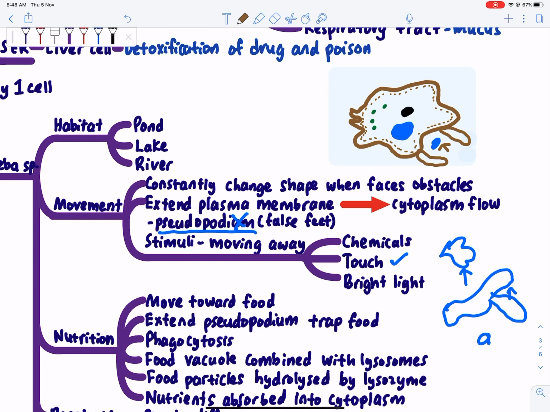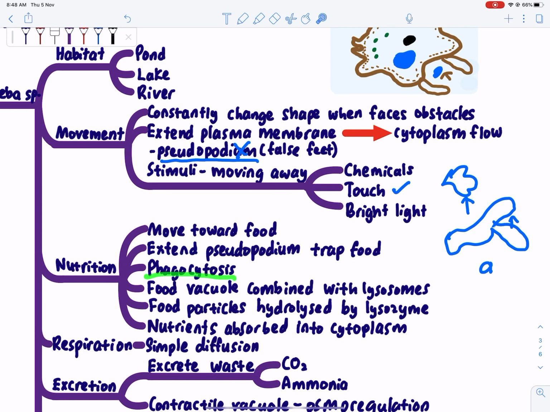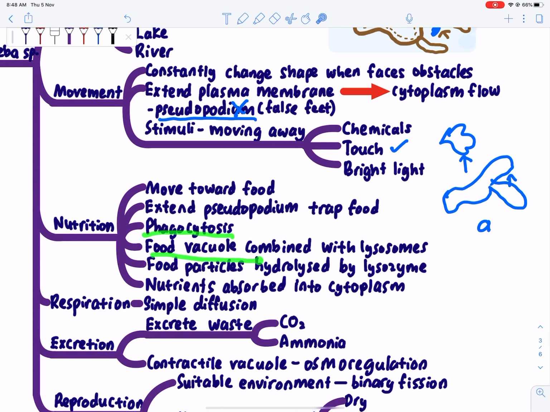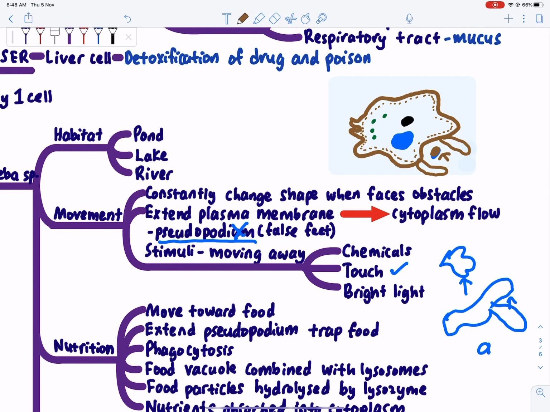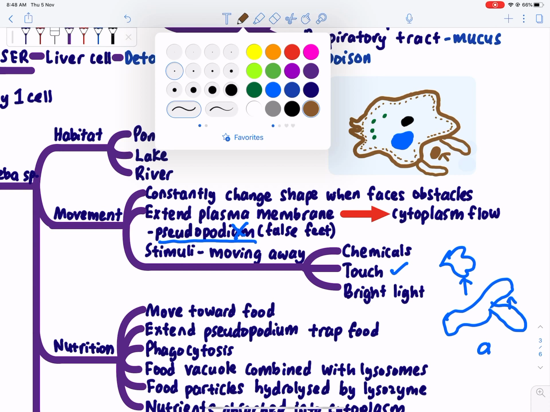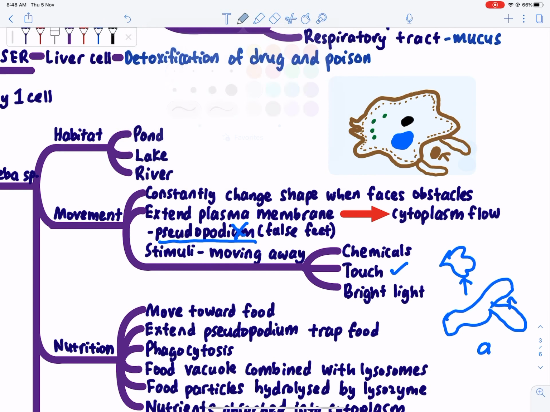So extend the pseudopodium, they trap the food, and then phagocytosis will take place. Food vacuole combined with lysosome. When they are entering the cytoplasm, they are forming what we call a food vacuole. This food vacuole will combine with lysosome. Lysosome has the hydrolytic enzyme.